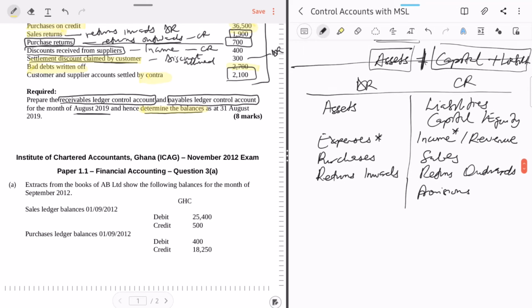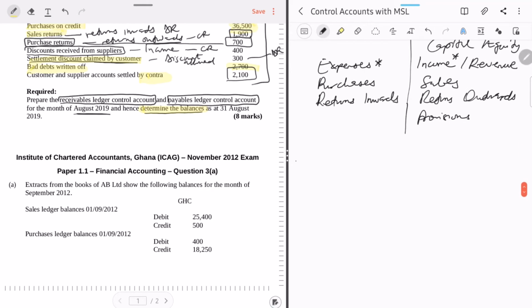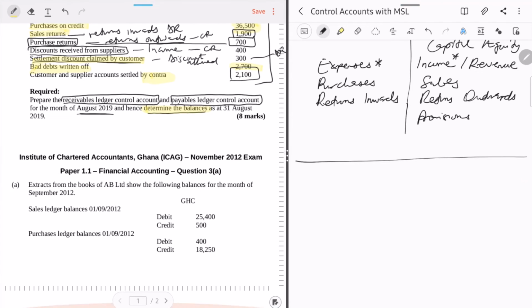Increase the balance. With that out of the way, let us do the next question, which says, extracts from the books of AB Limited show the following balances for the month of September 2012. So this is also a very old past exam question, but it's good learning material because it has some things that are really good to pick up on.